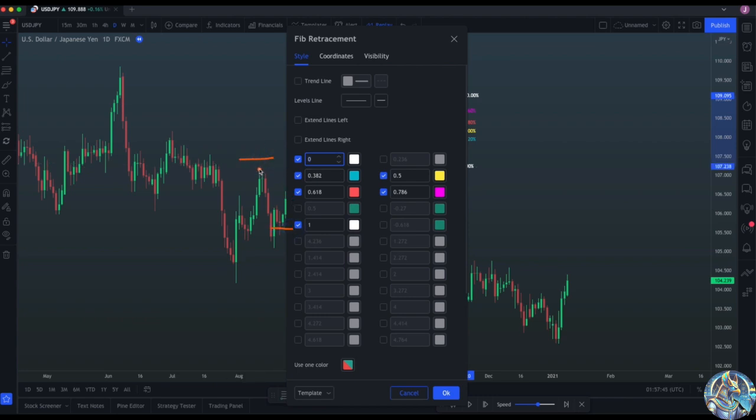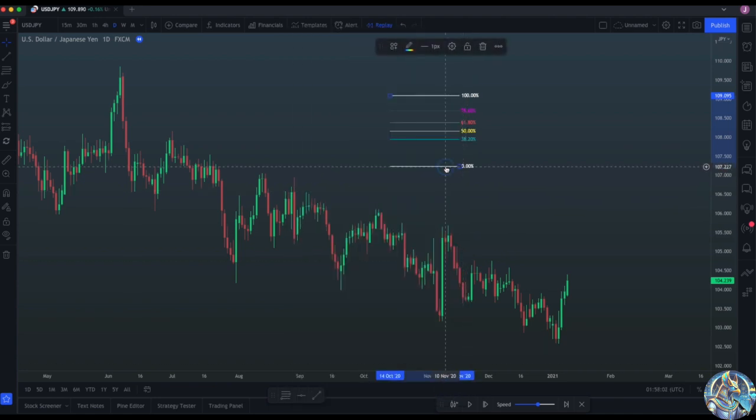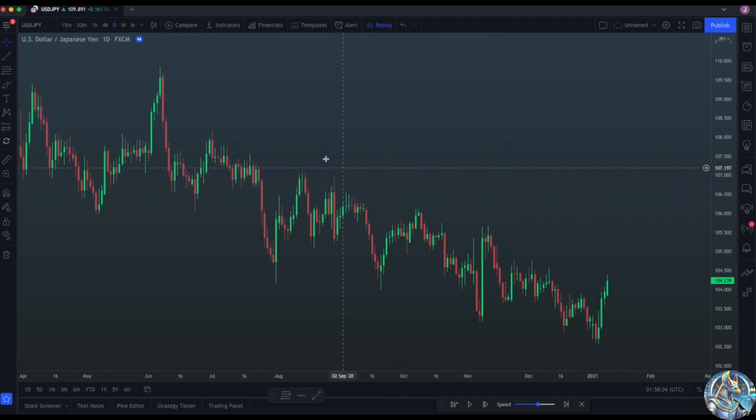So for our ratios, 0 and 1 are our anchor points. Then 38.2, 50%, 61.8, and 78.6%. Now, I do not personally use 23.6%. However, you are free to use it as you see fit. So we'll look at the USD/JPY daily time frame.